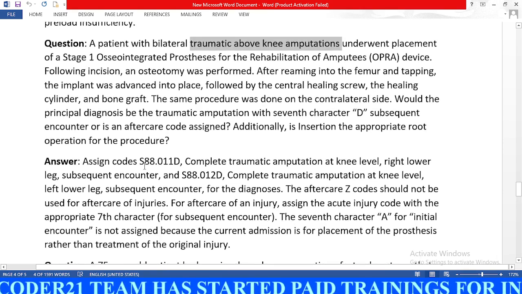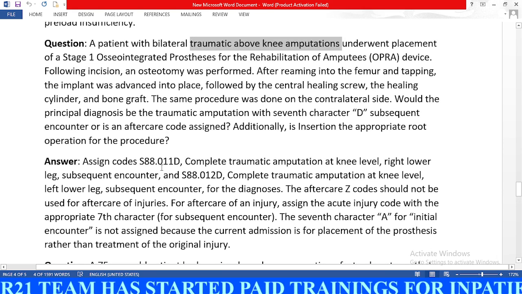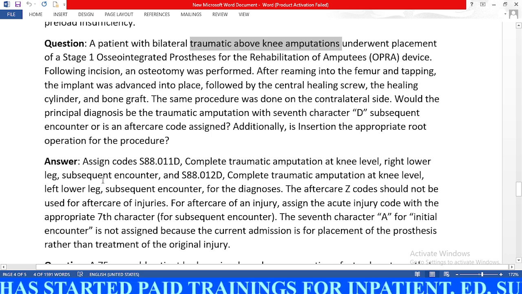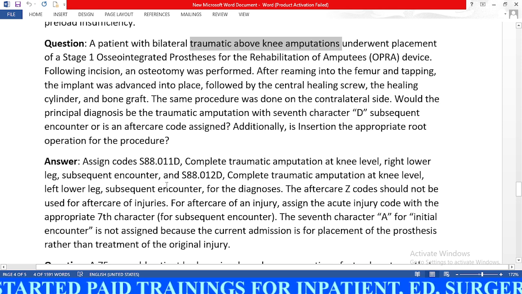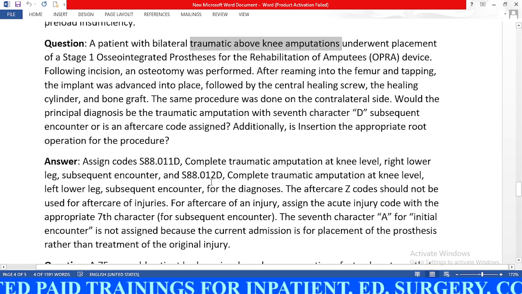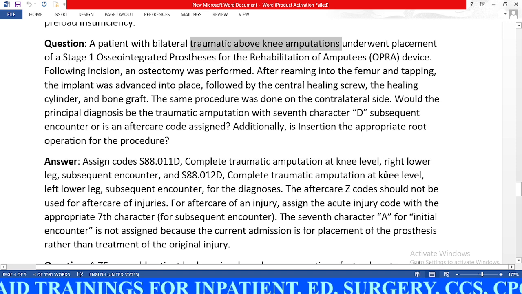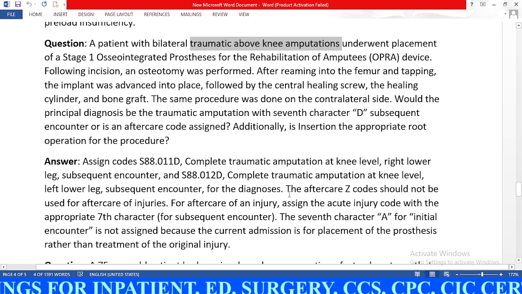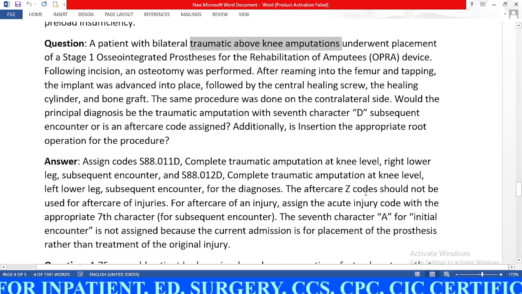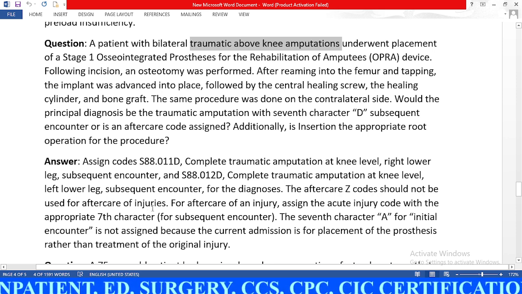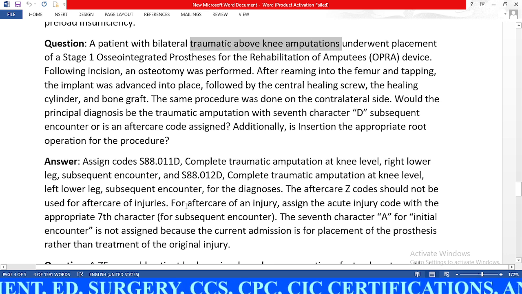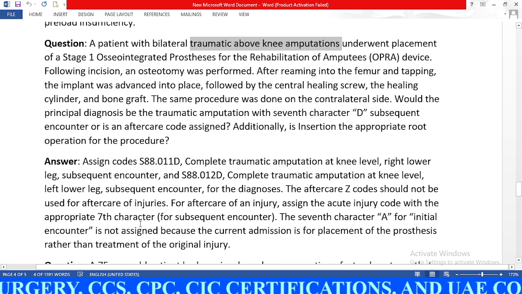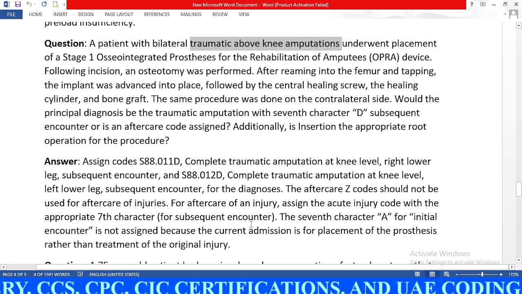Answer. Assign code S88.011D, complete traumatic amputation at knee level, right lower leg, subsequent encounter, and S88.012D, complete traumatic amputation at knee level, left lower leg, subsequent encounter, for the diagnosis. Here, the aftercare Z codes should not be used for aftercare of injuries. For aftercare of an injury, assign the acute injury code with the appropriate 7th character for subsequent encounter.